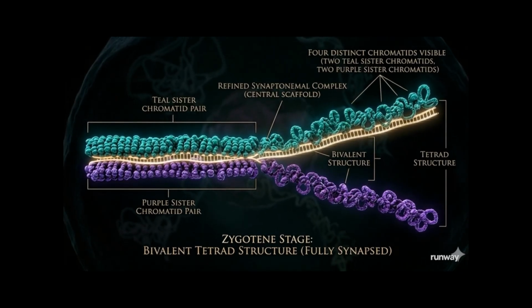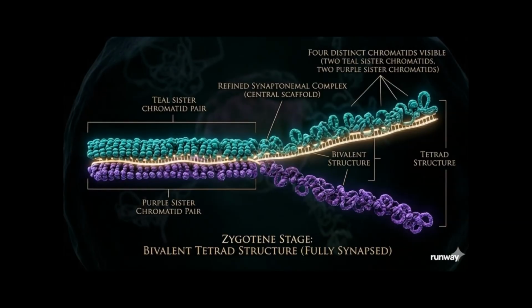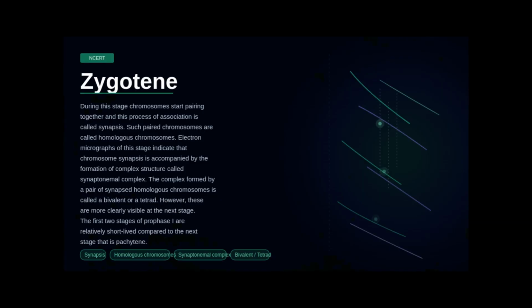During this stage, chromosomes start pairing together, and this process of association is called synapsis. Such paired chromosomes are called homologous chromosomes. Electron micrographs of this stage indicate that chromosome synapsis is accompanied by the formation of complex structure called synaptonemal complex. The complex formed by a pair of synapsed homologous chromosomes is called a bivalent or a tetrad. However, these are more clearly visible at the next stage. The first 2 stages of prophase 1 are relatively short-lived compared to the next stage, that is Pachytene.